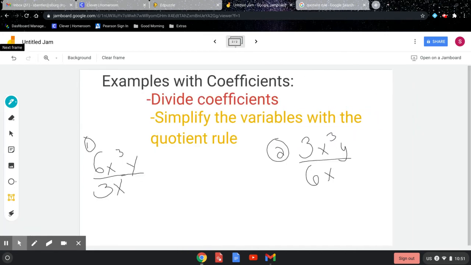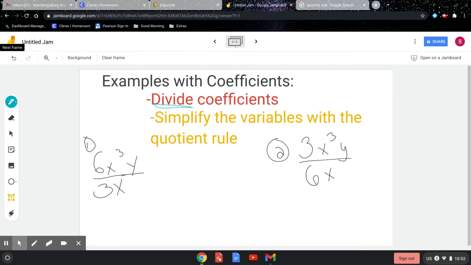This time we're going to have examples with coefficients. This is where most of our mistakes are going to happen, just like it did when we were doing the product rule and when we were doing the power rule. Okay, if we have coefficients or numbers in front of those variables, first you're going to divide the coefficients. Then you simplify the variables with the quotient rule.